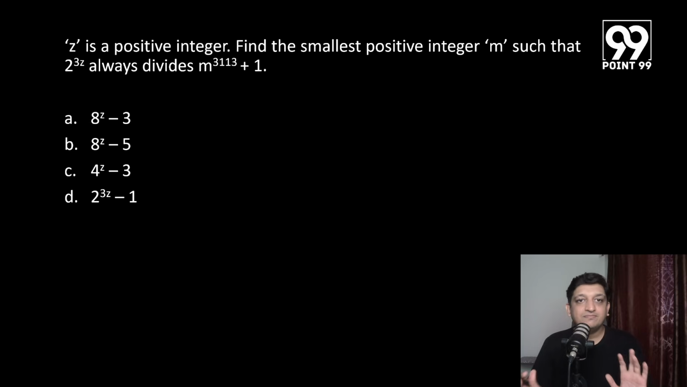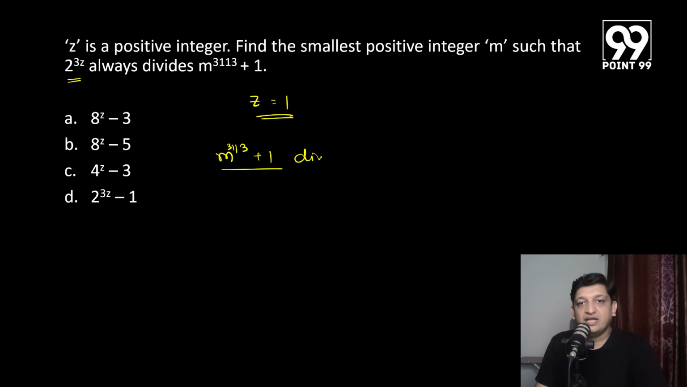Now we are going to look at some bits from number theory. Now z is a positive integer. You have to find the smallest possible positive integer m such that 2 raised to 3z always divides m raised to 3113 plus 1. Now what will you do in this case? Just assume that z is a positive integer. Let's say z is equal to 1. That's it. If z is equal to 1, what do we get in this context? Then it means that 8 should always divide m raised to 3113 plus 1. This number has to be divisible by 8.